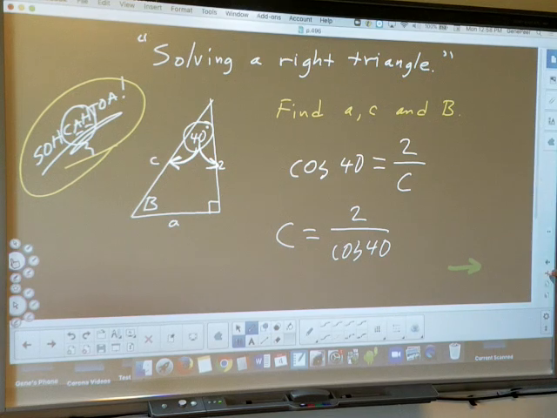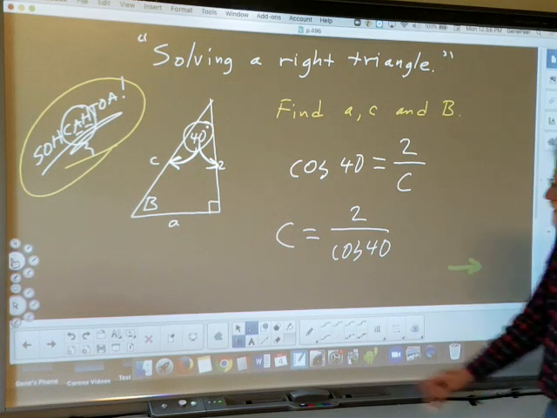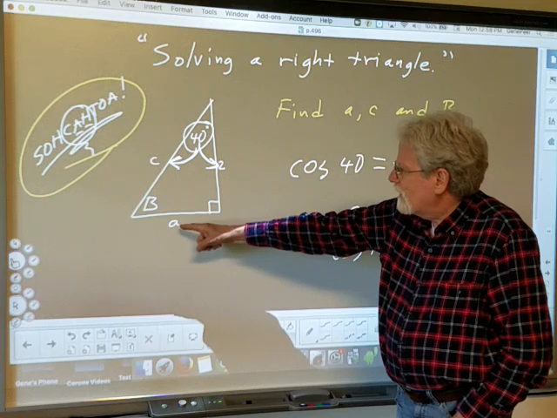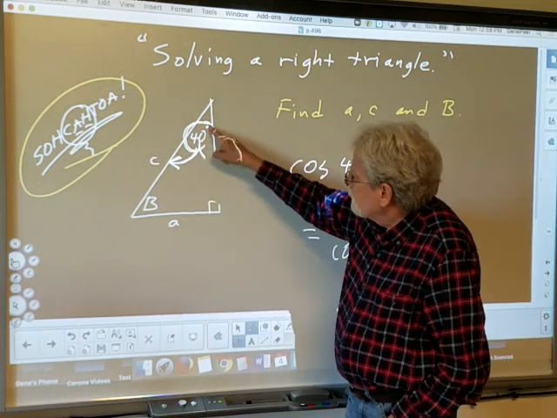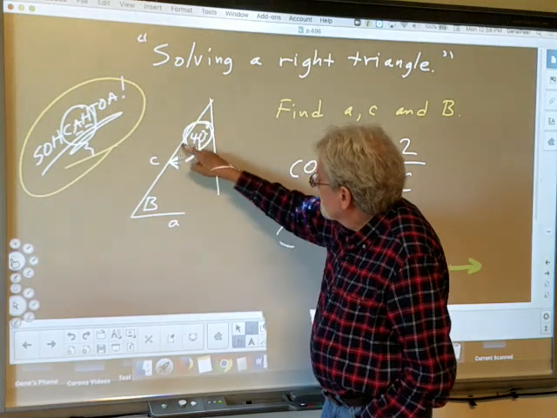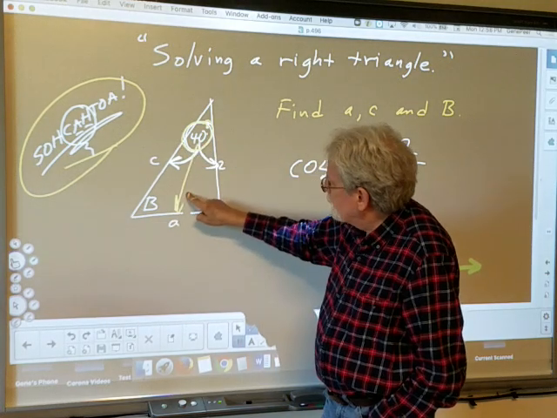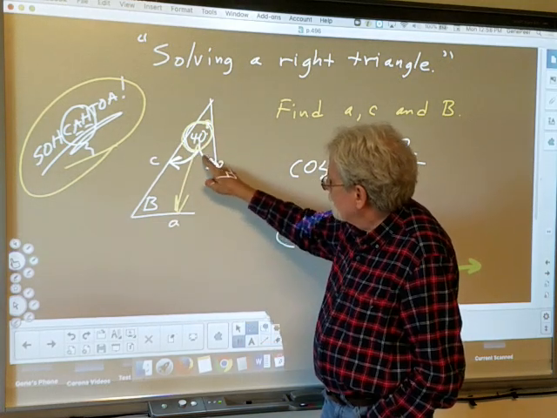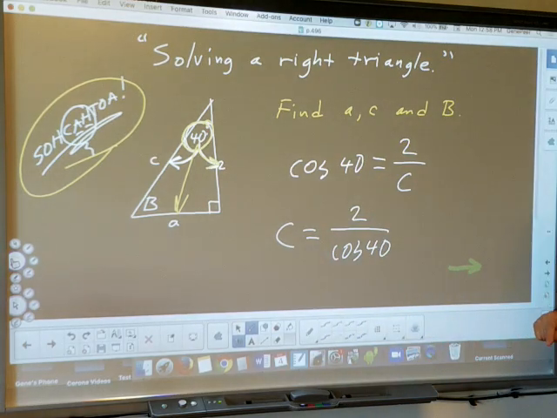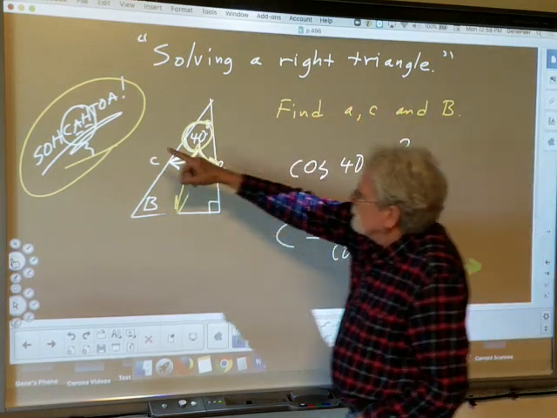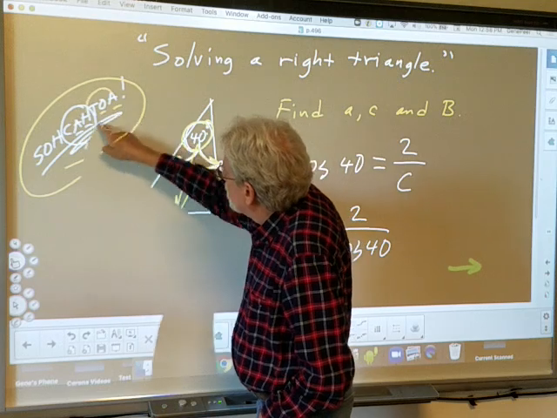I can also find a the same way, except with a, what am I going to use? To find a from the 40-degree angle's perspective, a is its opposite, and the 2 is the adjacent. Opposite and adjacent, I'm going to use tangent.